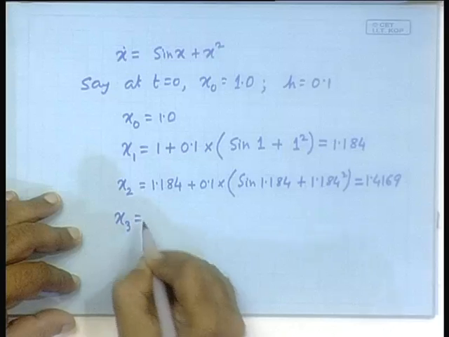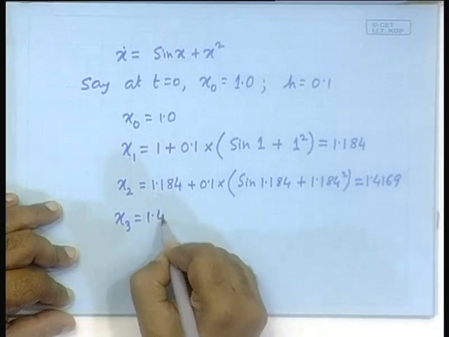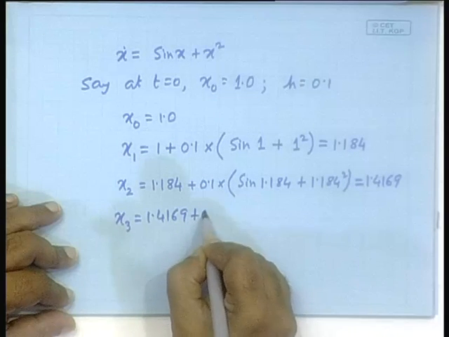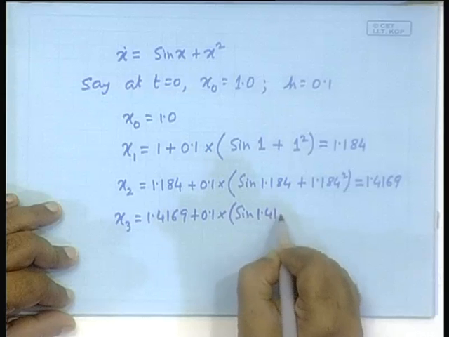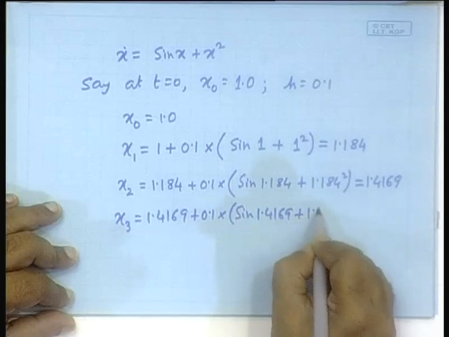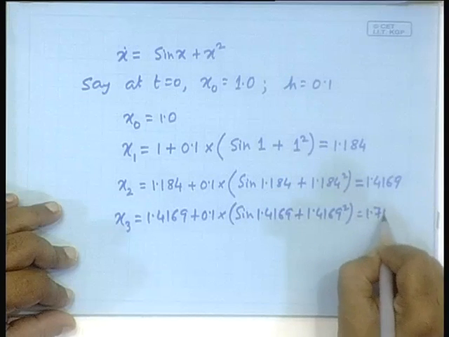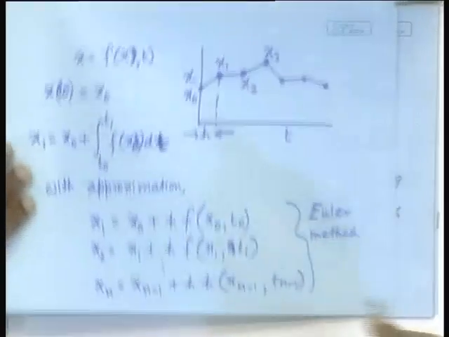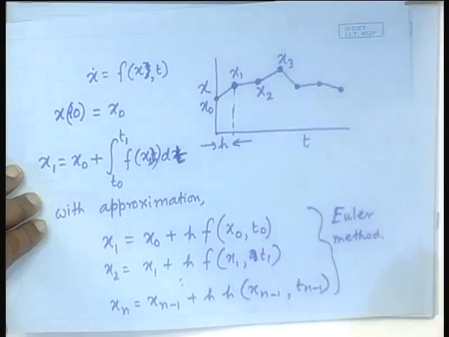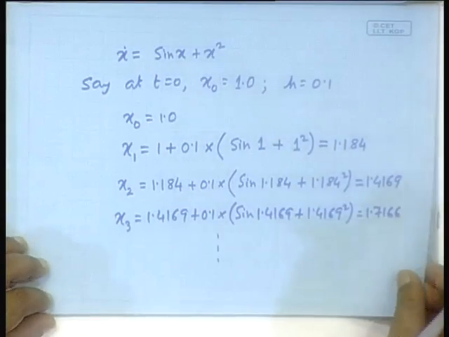X 3, I will write x 3 because we will compare with the other methods also. 1.4169 plus 0.1 times sin 1.4169 plus 1.4169 square is equal to 1.7166. So, and so on and so forth. We are taking steps exactly like this. Okay. So, this is how you would calculate by the Euler method.